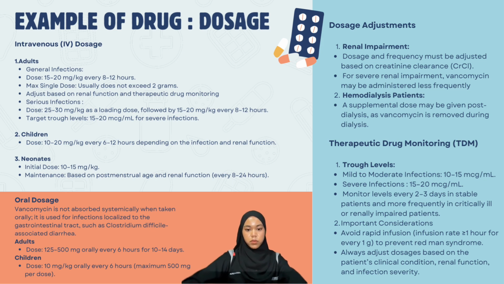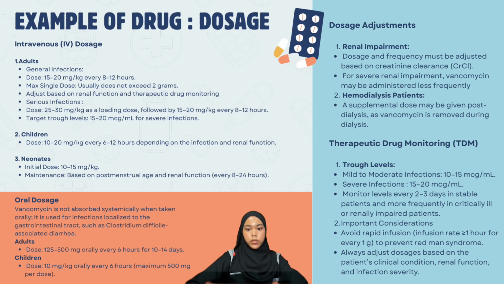For dosage adjustment, vancomycin dosage must be carefully adjusted in patients with renal impairment or those undergoing hemodialysis. For renal impairment, the dosage and frequency are adjusted based on creatinine clearance. In severe renal impairment, vancomycin may be administered less frequently, such as every 24 to 48 hours. In hemodialysis patients, since vancomycin is partially removed during dialysis, a supplemental dose is often given after the dialysis session.